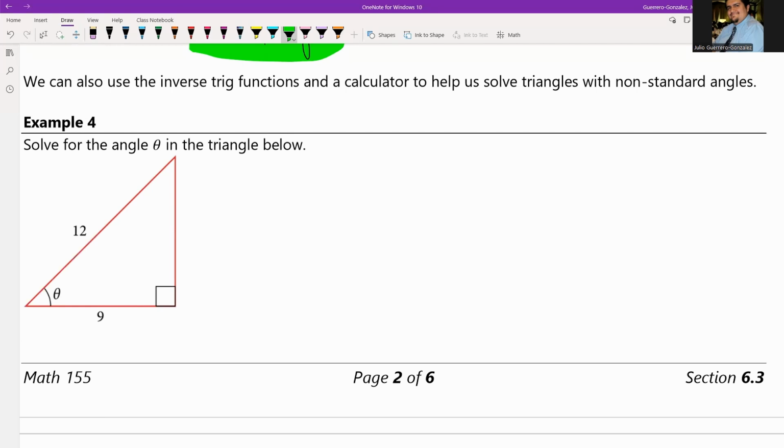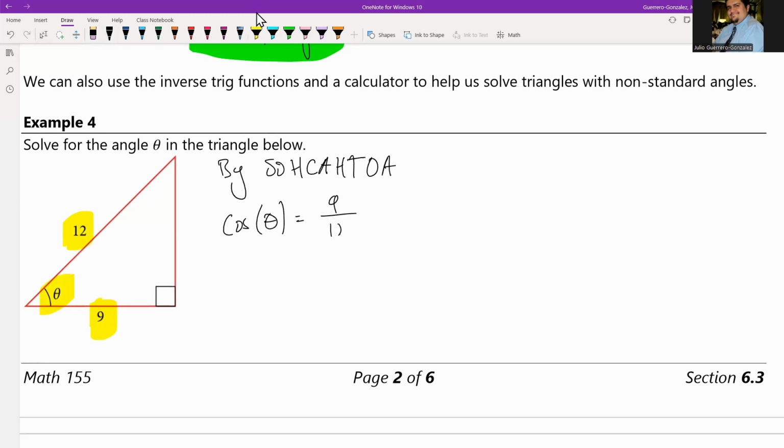So if you take a look at what we have, the same stuff, we still need SOHCAHTOA. We have an angle, we have its adjacent, and we have its hypotenuse. This is textbook cosine. So cosine theta has to equal the adjacent over the hypotenuse, 9 over 12. Okay, I'm going to grab this and move it away from SOHCAHTOA just a little bit.